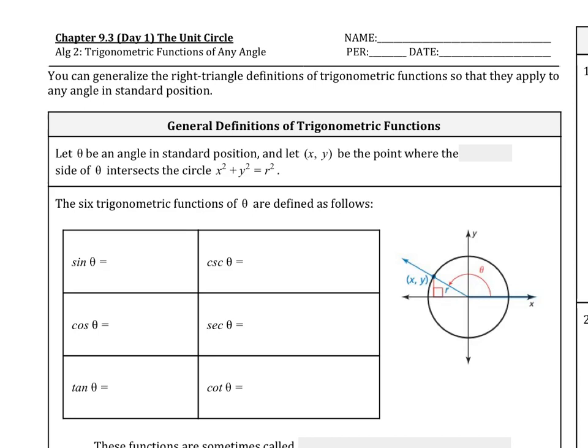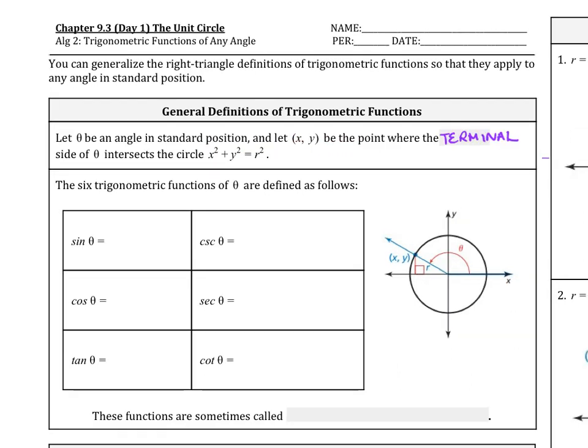Chapter 9.3, Day 1, we're looking at trigonometric functions of any angle. So you can generalize the right triangle definitions of trigonometric functions so that they apply to any angle in standard position. So, general definitions of trigonometric functions. Let theta be an angle in standard position, and let (x, y) be the point where the terminal side of theta intersects the circle x squared plus y squared equals r squared.